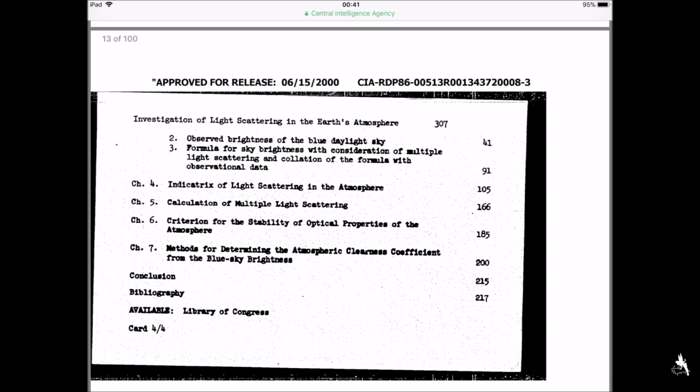Indicatrix of light scattering in the atmosphere, calculation of multiple light scattering, criterion for the stability of optical properties of the atmosphere, methods for determining the atmospheric clearness coefficient from the blue sky brightness. So they're able to determine the brightness put off by different objects in the sky. And they'll actually use the sun to measure against, and they'll use brightness of the sky to measure against. And also brightness of the reflection off of the dome itself, the firmament of the sky.